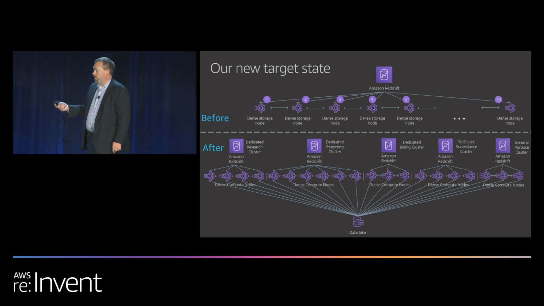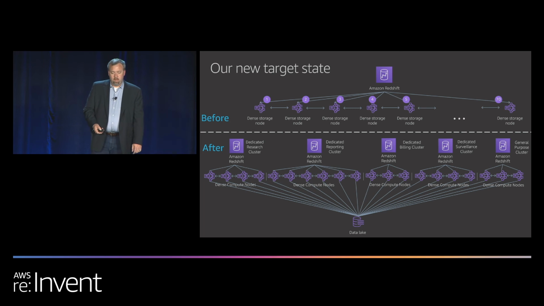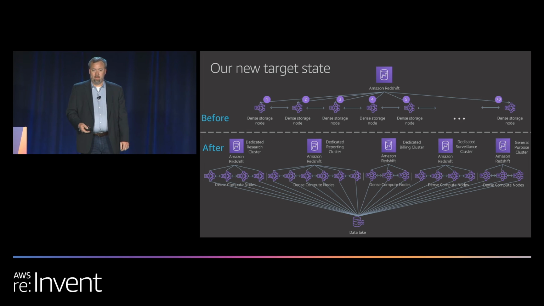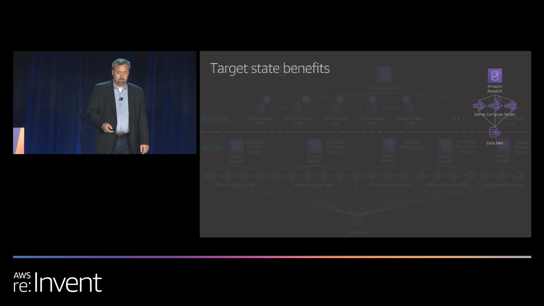Also, we discovered in the data lab that dense compute nodes are way more efficient at handling Redshift Spectrum queries than the dense storage nodes. The more CPUs you have, the more horsepower you get from the Redshift Spectrum fleet layer. So we go from 70 DS2 8XLs to about 20 DC2 8XLs.